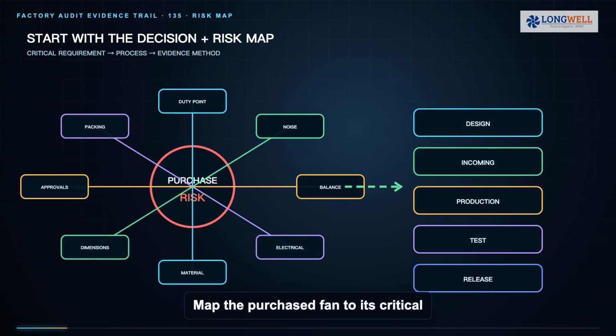Map the purchased fan to its critical requirements: duty point, noise, balance, electrical safety, material, dimensions, mounting, environment, approvals, labeling, packing, and delivery configuration. Then connect each requirement to the process that creates or protects it. High-risk characteristics receive deeper sampling and a stronger verification method. Low-risk office paperwork should not consume the time needed for design control, incoming material, production, testing, or change management.